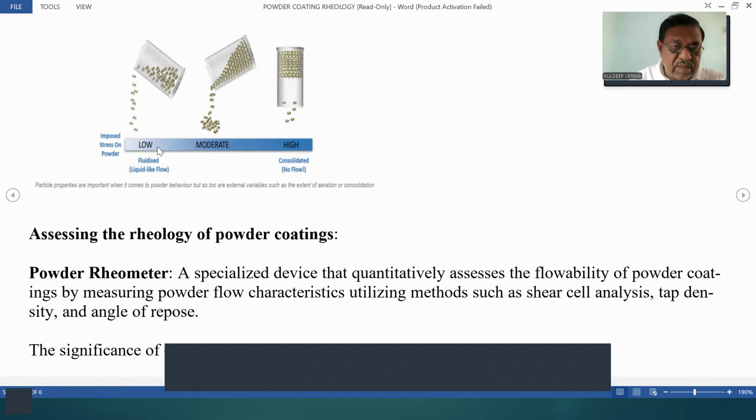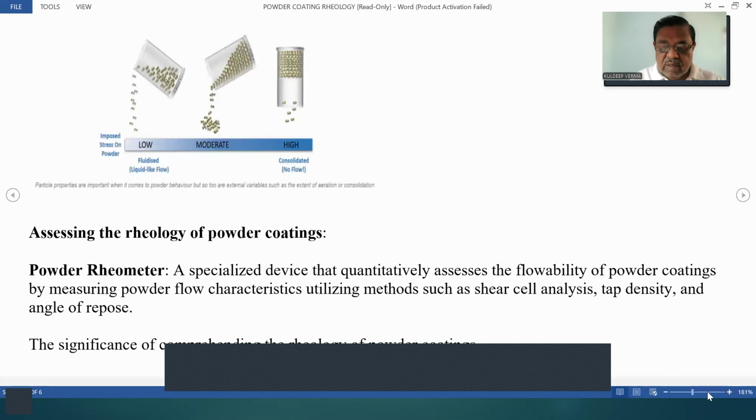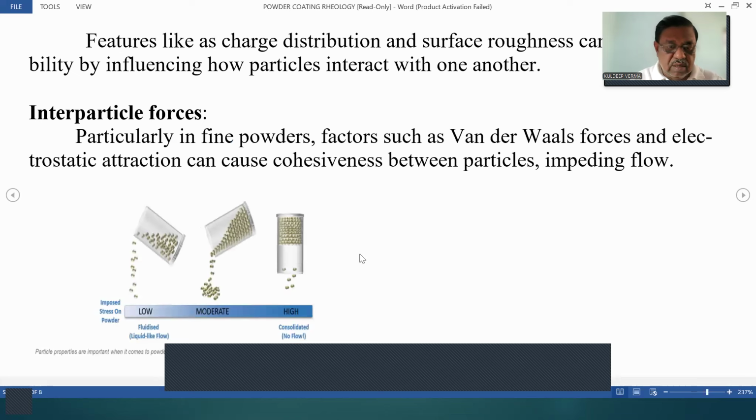These you can see. These are all the fine powder. Moderate and high. So this moderate is better.